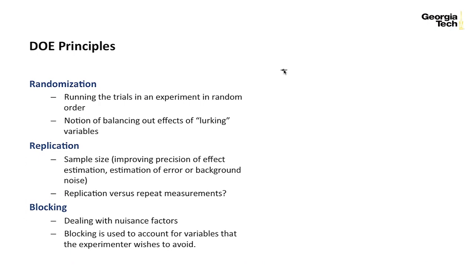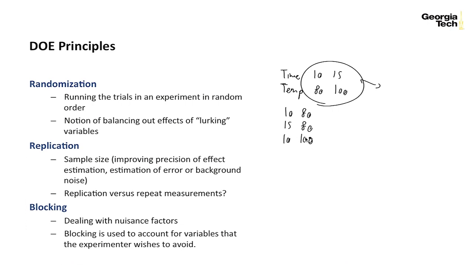Let's say we have time at 10 and 15, and we have temperature at, let's say, 80 and 100. Now, how many different combinations do we have here? We have 4 different combinations. We have 10 and 80, which is time and temperature. We have 15 and 80. We have 10 and 100, and 15 and 100. So these are different combinations.